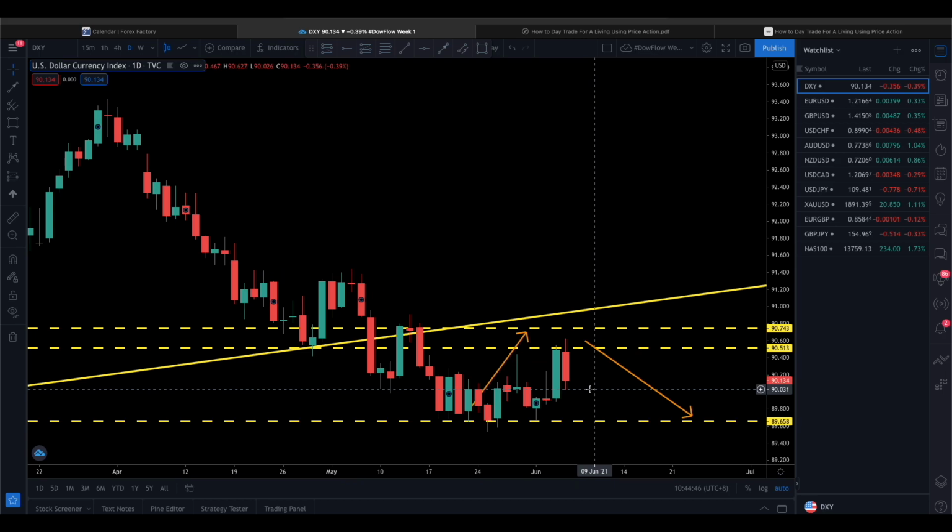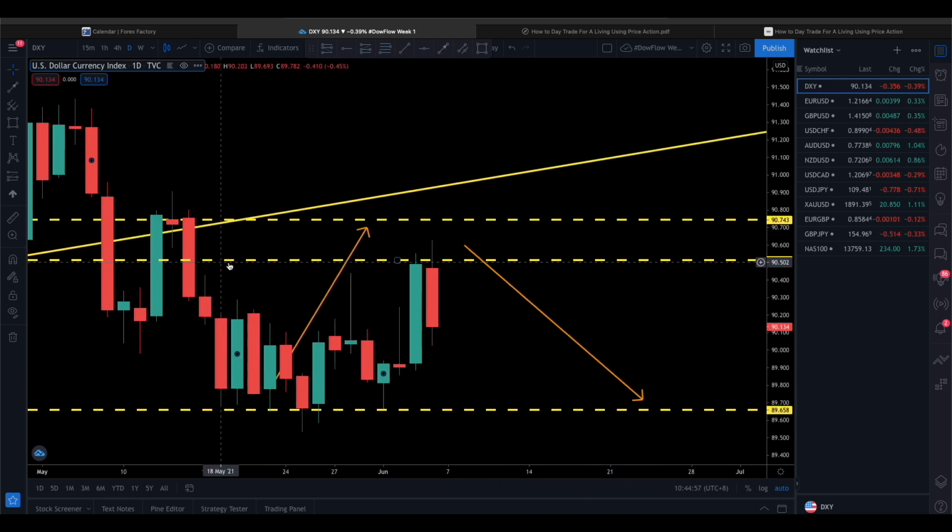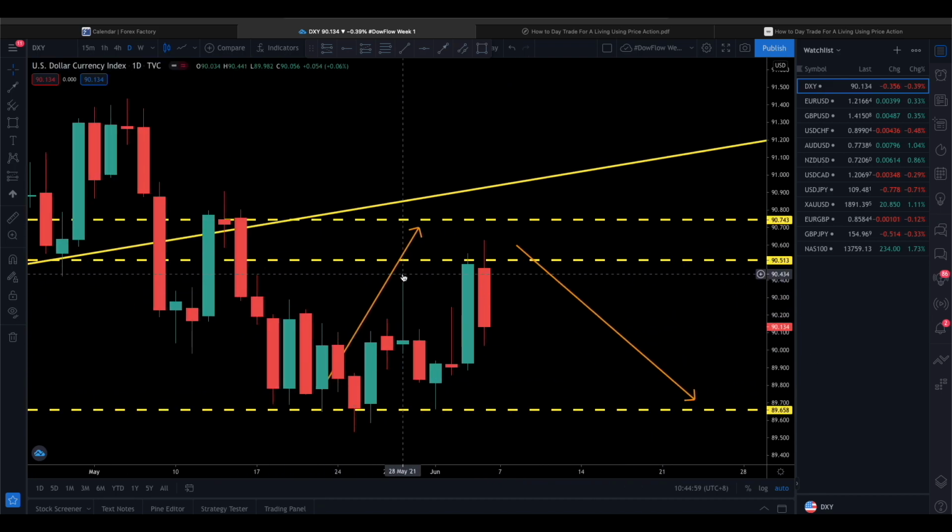Now, the reason why last week was so weepy, just look at this, was because this candle right here pumped right into resistance. It closed above this high as well. Let me just zoom in. It closed above this high as well, right?